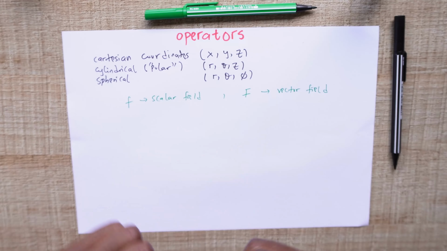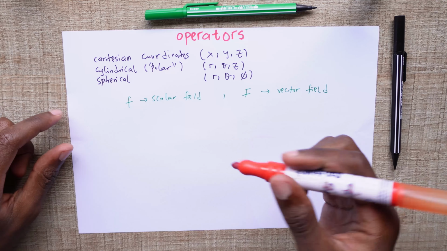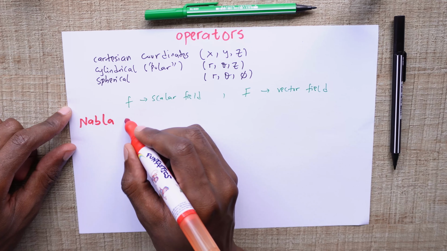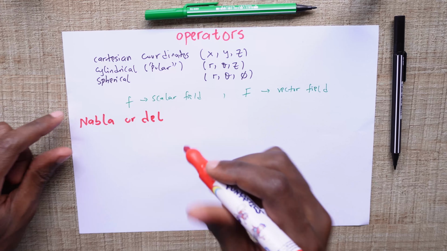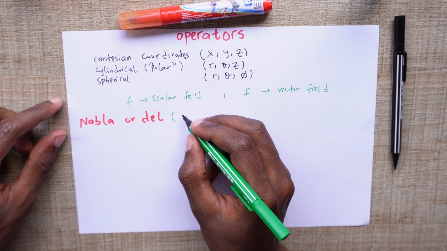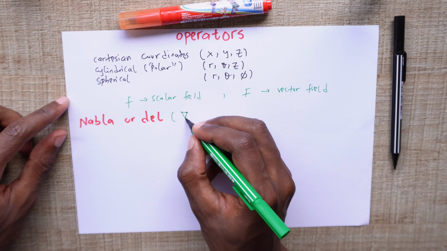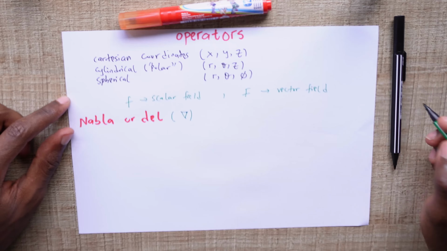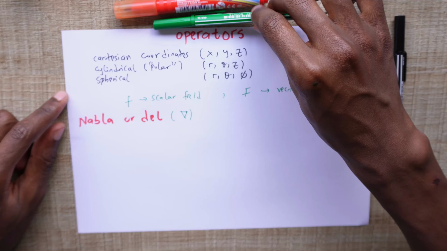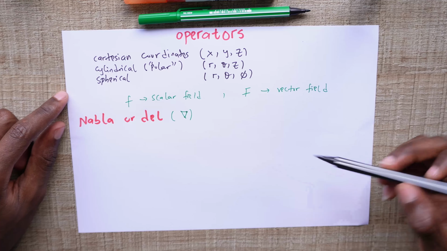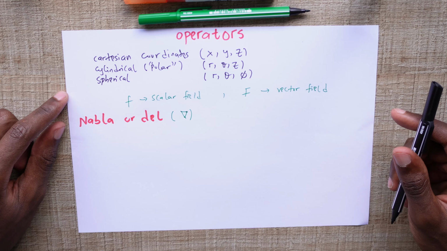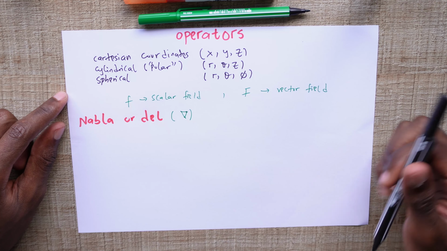So the first operator that we're going to see here is the Nabla operator, also known as del, which has as symbol an inverted triangle. So the Nabla operator is a vector differential operator that takes several forms depending on the coordinates in which we are using. We are going to see that in a few minutes.